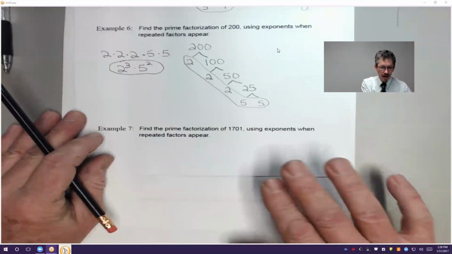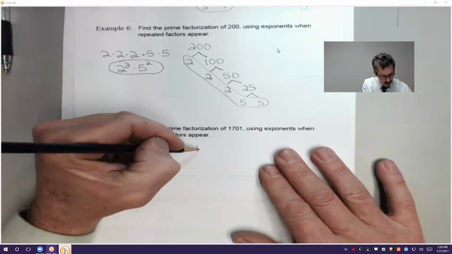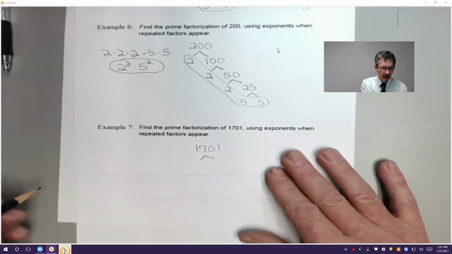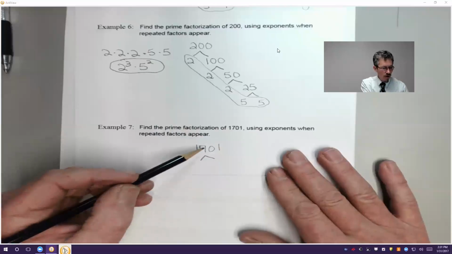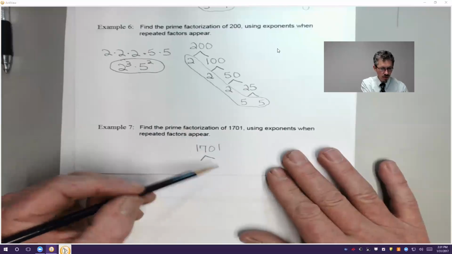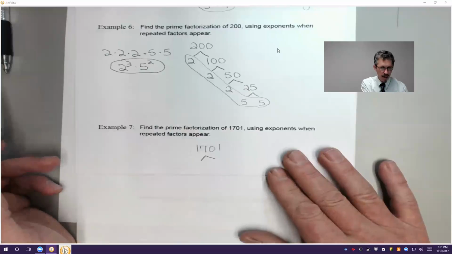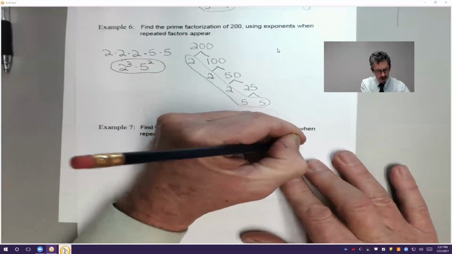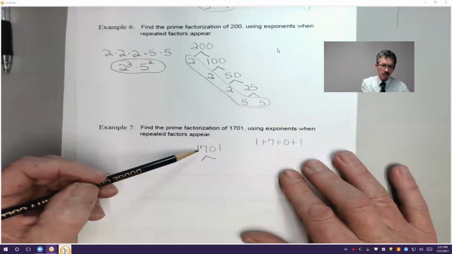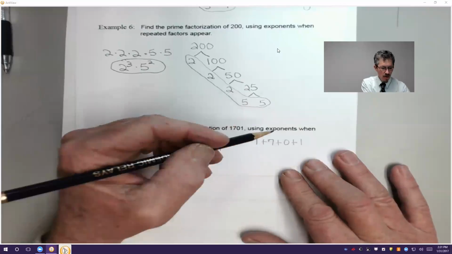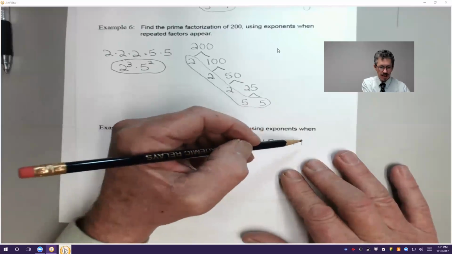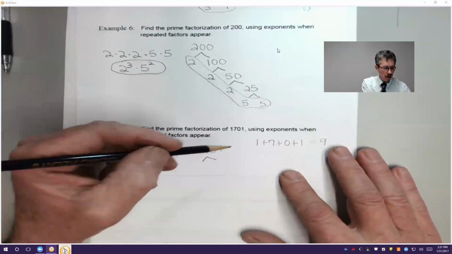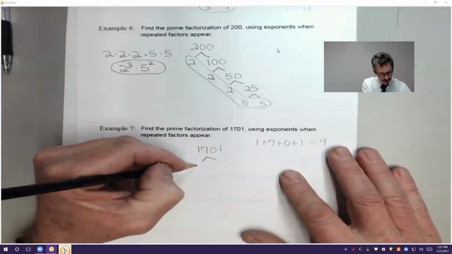Now we have a lot bigger number, 1,701. Again, we're going to try those prime factors in order from smallest to largest. 1,701 is an odd number, so 2's out. Let's try 3. What we're supposed to do to decide whether it's divisible by 3 is add all the digits together. 1 plus 7 is 8, plus 0 is 8, plus 1 is 9. That sum is divisible by 3, so 1,701 is also divisible by 3.